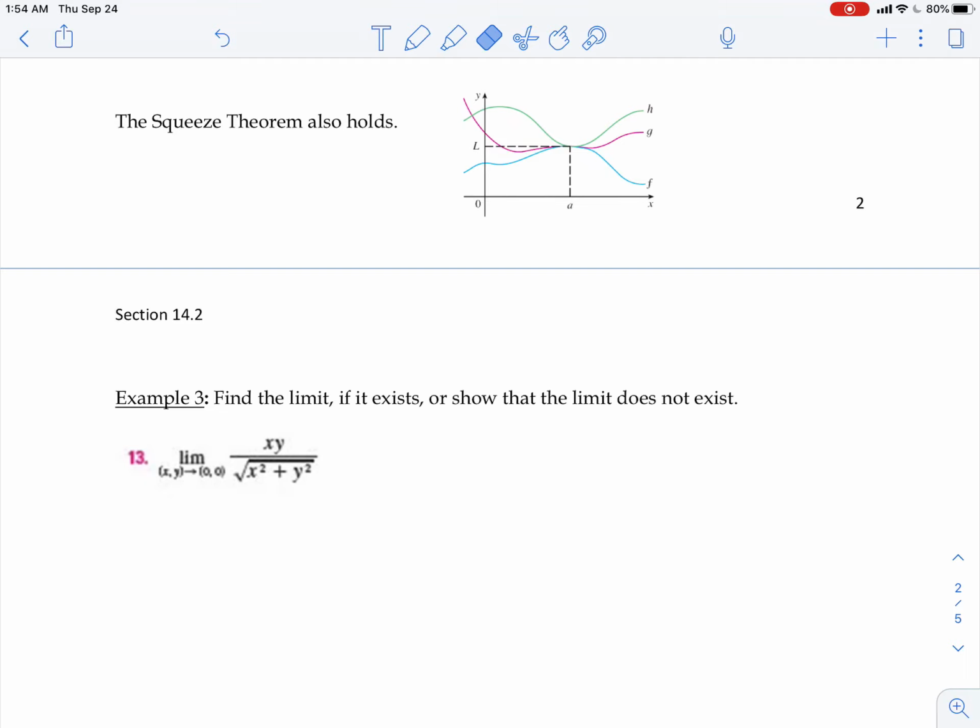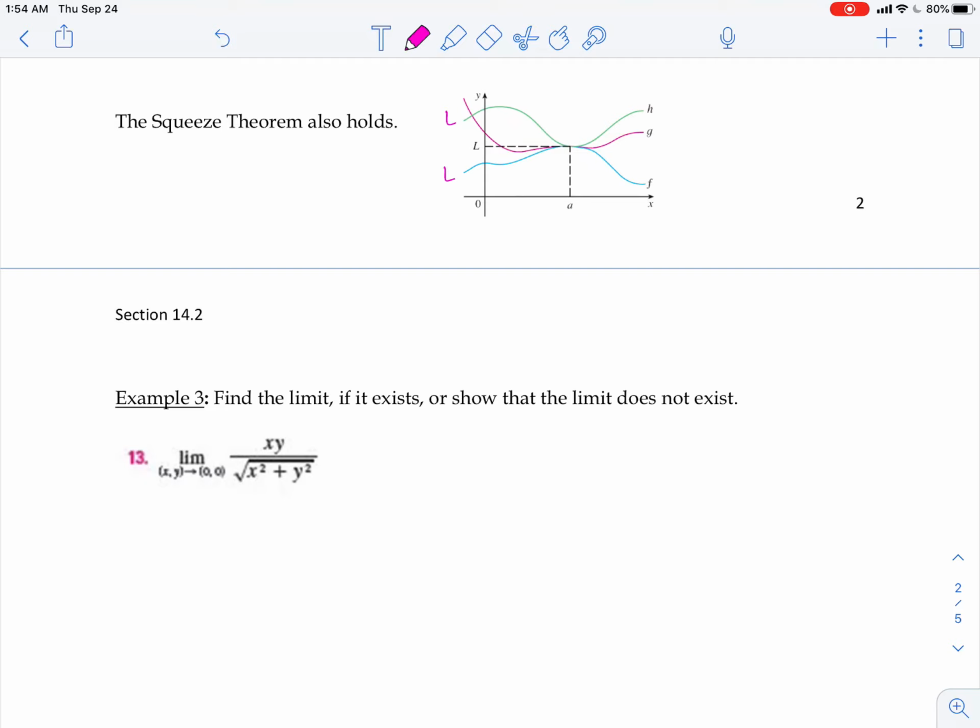And so the squeeze theorem is, I'm going to take some function, say if g was the function that we had. And we know that g is in between two other functions, say f and h. If I can find the limit of f and I can find the limit of h, and they both approach the same value, then I can say that the limit of g is also that same value.